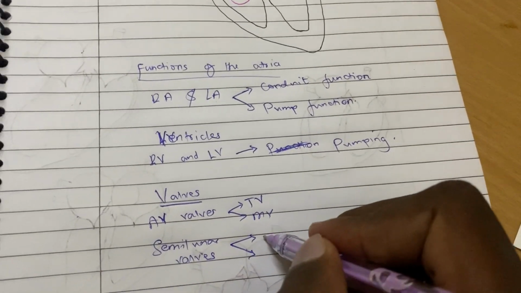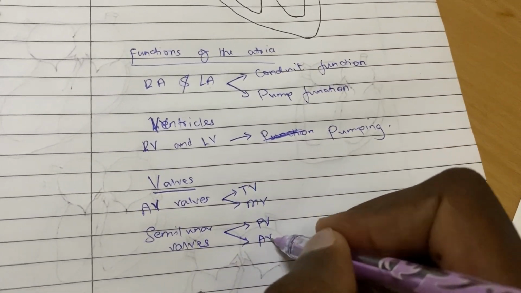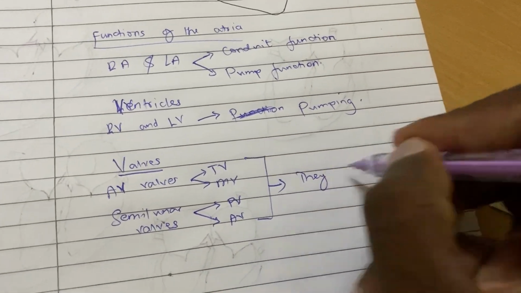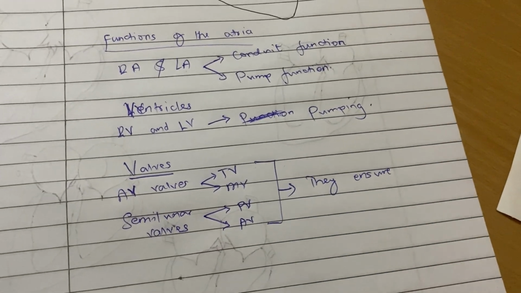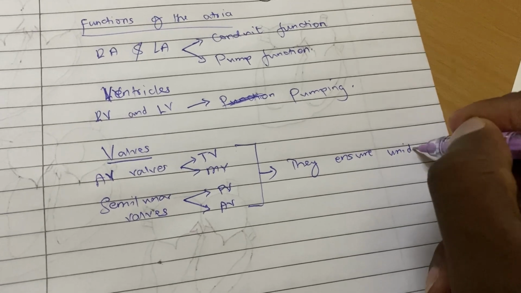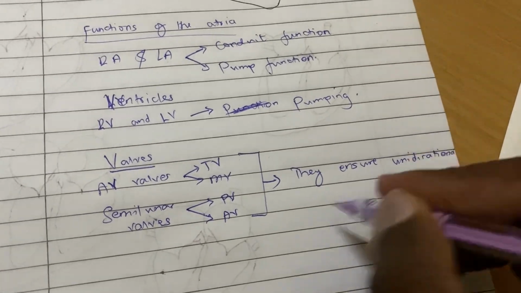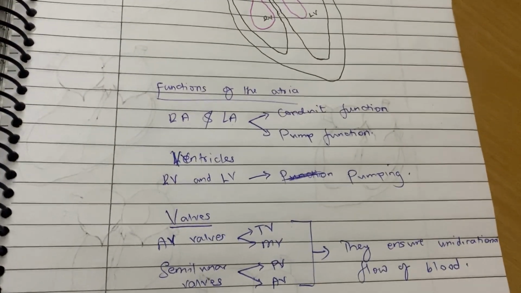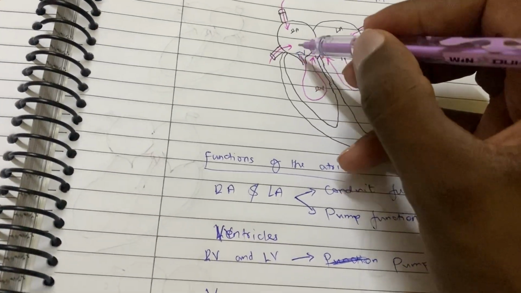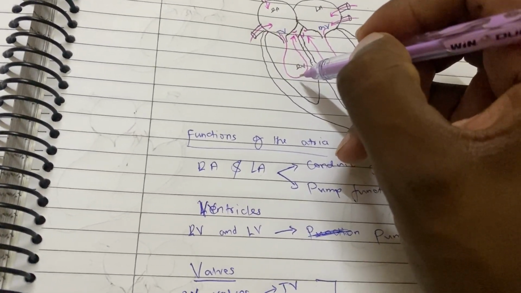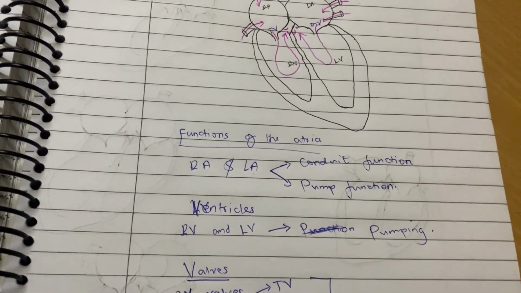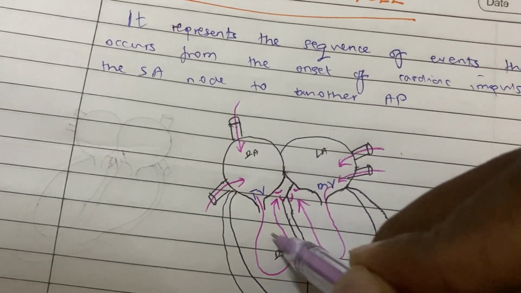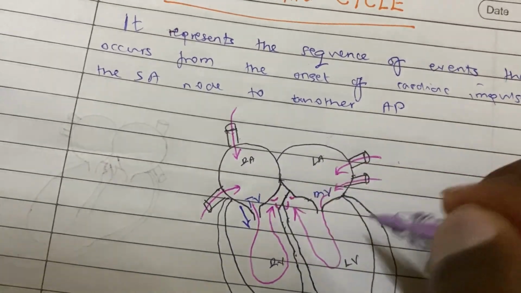We have the pulmonic valve and then the aortic valve. All these ensure unidirectional flow of blood. If blood has gone into the RV, it should not go back to the RA. If blood moves from RA to RV, then it shouldn't go back. Only this direction is favored.